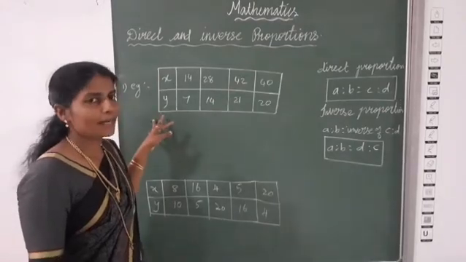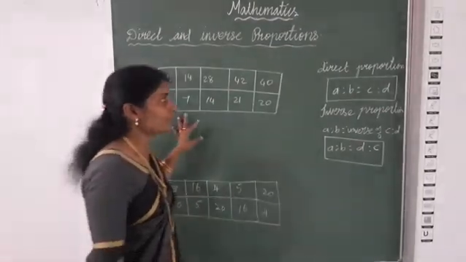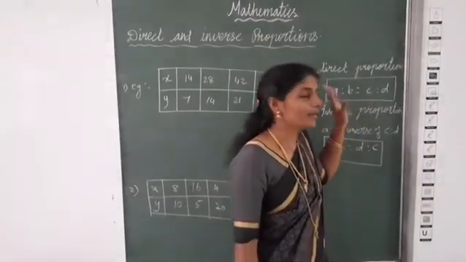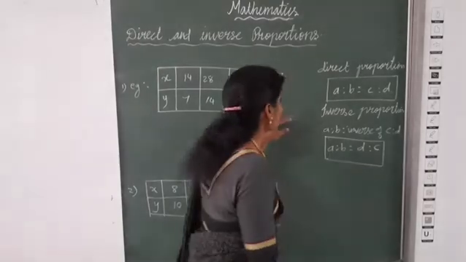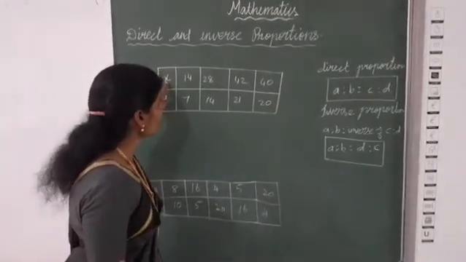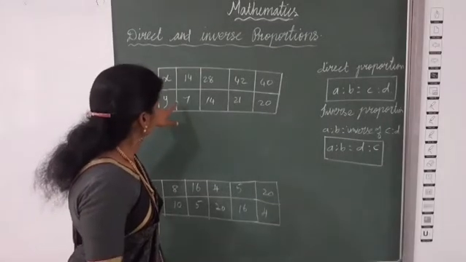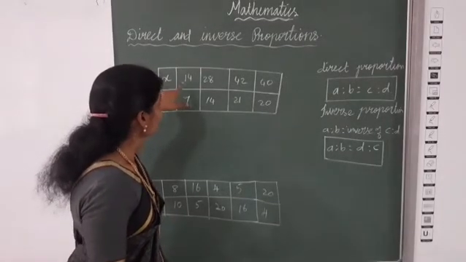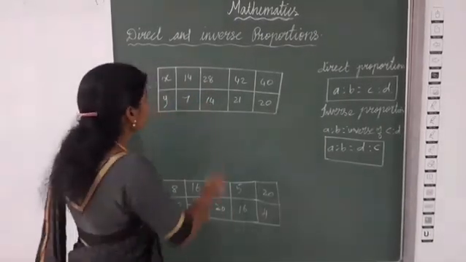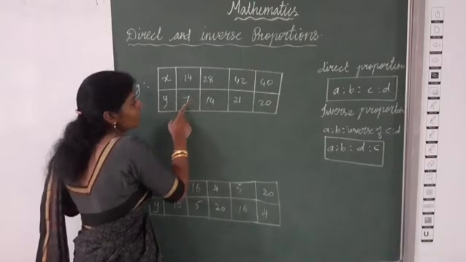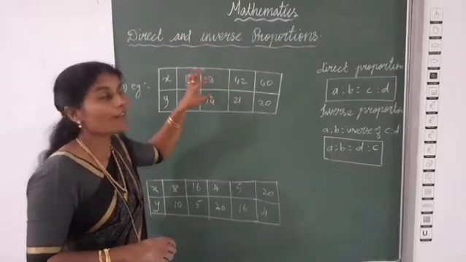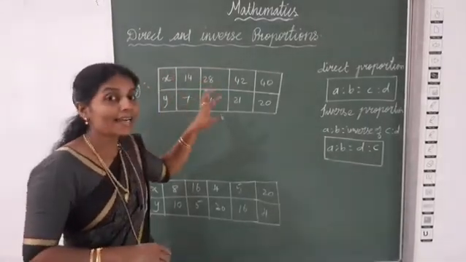What is direct proportion? Direct proportion means we have one formula, A is to B is equal to C is to D. Suppose here x is to y is equal to this. This is A, B, this is C and D. Like this we can take A is to B is equal to C is to D. Product of extremes is equal to product of means, that is direct proportion.